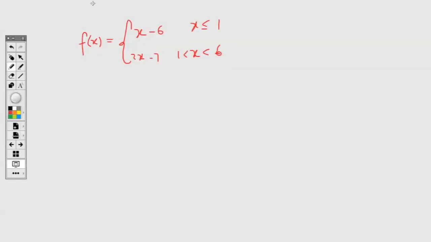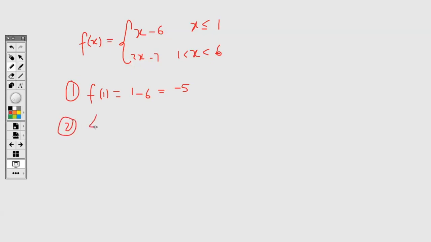Now we are going to test if the following piecewise function is continuous. And we are going to test it at x equal 1. Is this function continuous at x equal 1? So first, I have to go ahead and find f of 1. Since this is equal to 1, then it means I replace 1 here. So 1 minus 6, that gives me negative 5.